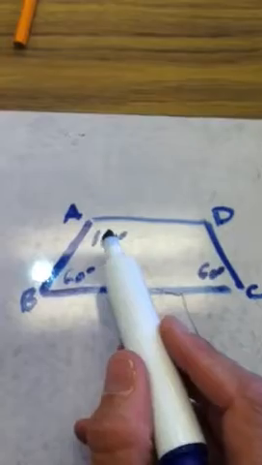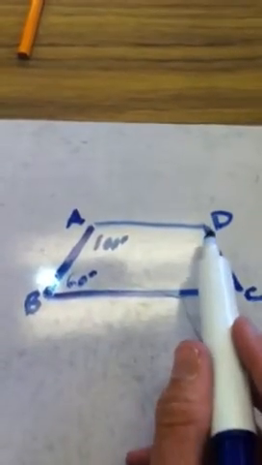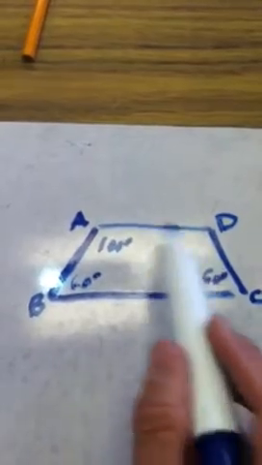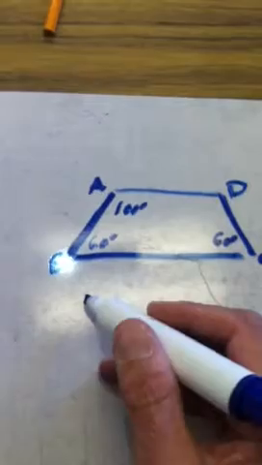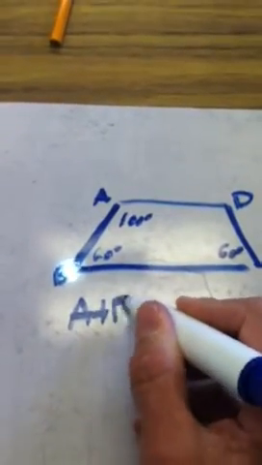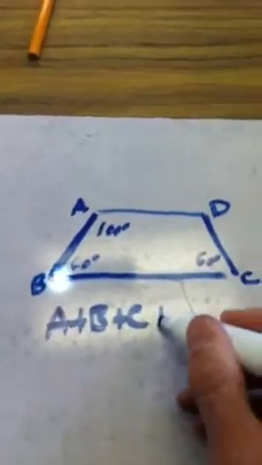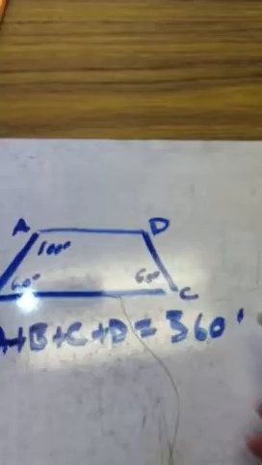Now I know that if I add up all three of the angles that I do have, and I subtract from 360, I will have the unknown angle because a quadrilateral has 360 degrees in it. So I'm going to set this up as an algebra problem first. I'm going to say A plus B plus C plus D will give me 360 degrees.